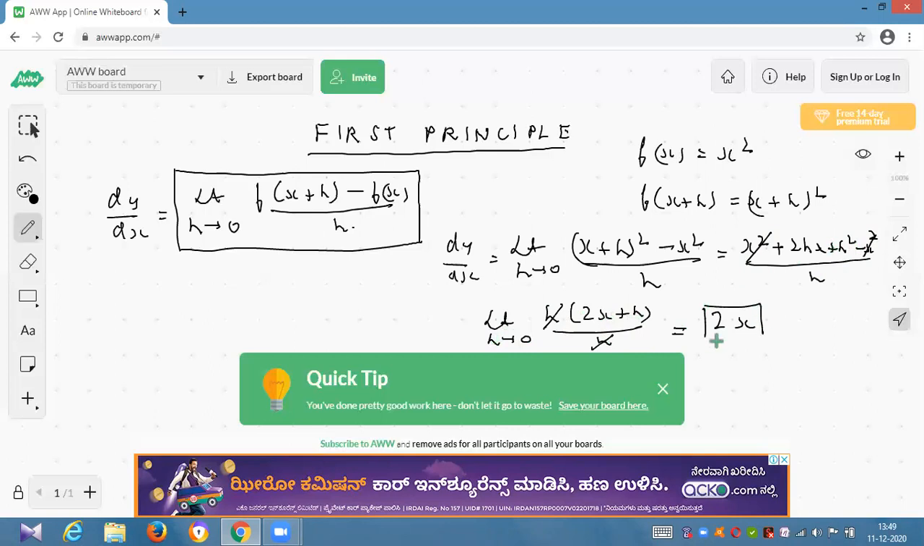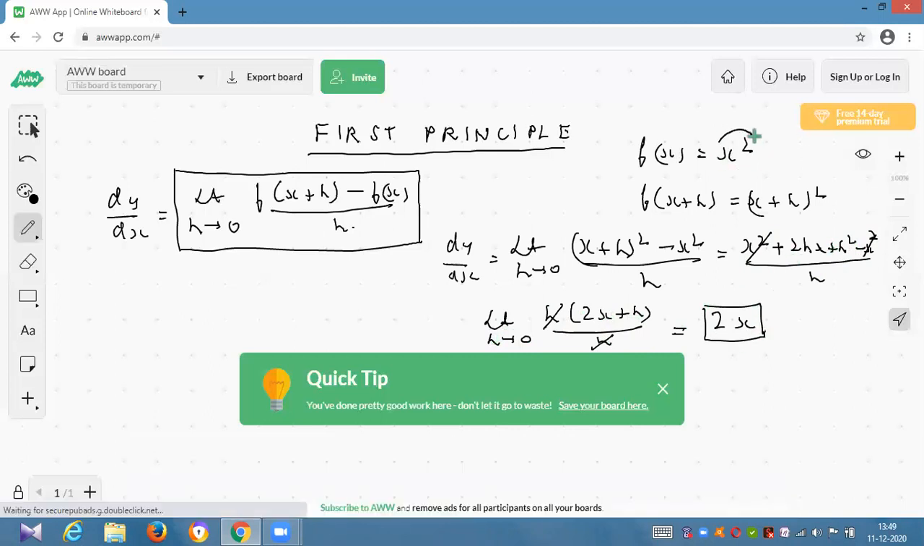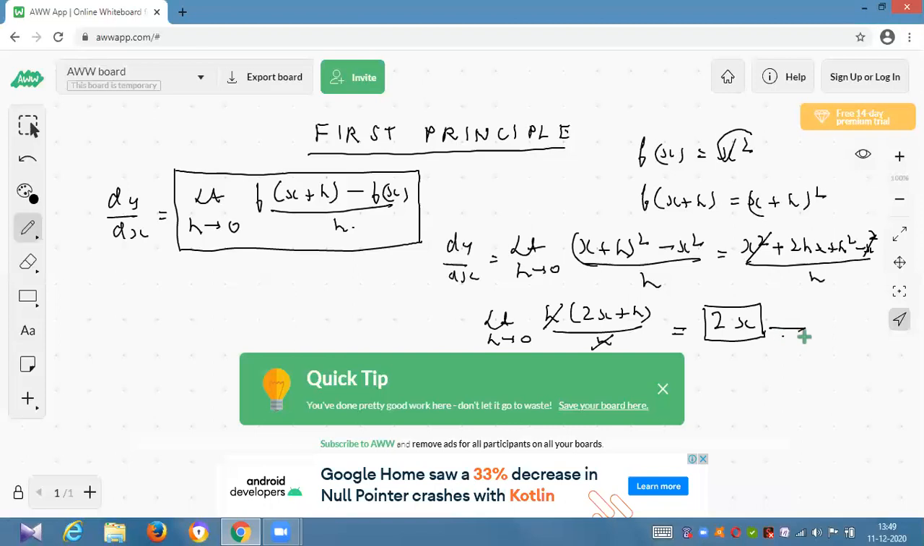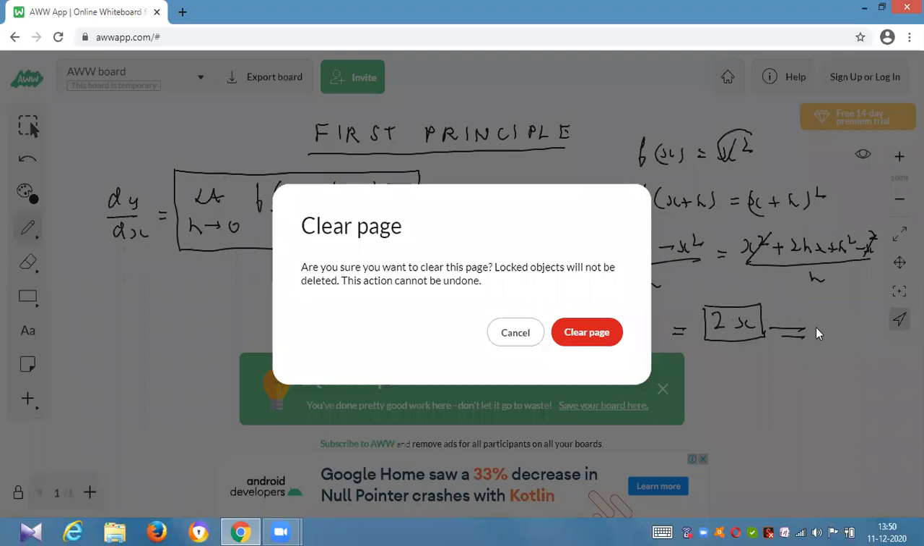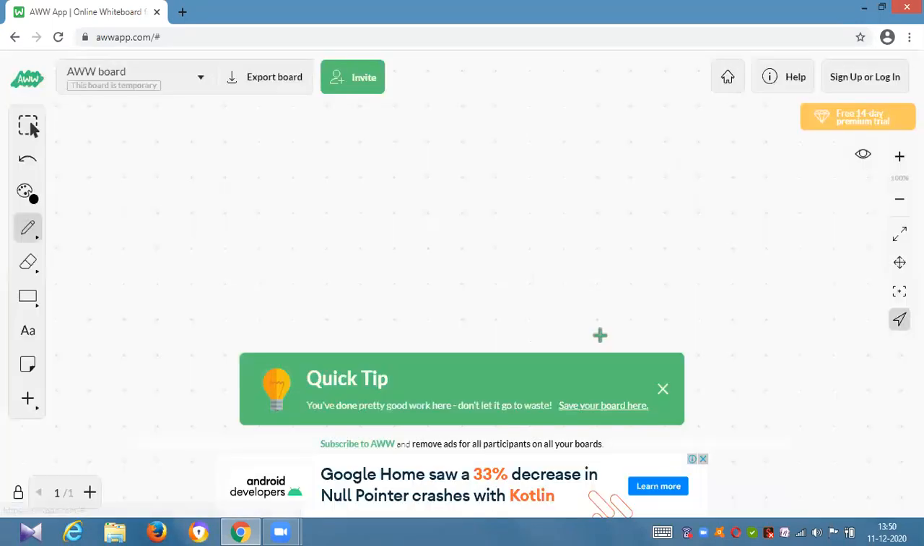So differentiation of the given function x square equals 2x. So this is the method, or this is the formula which we use once we are doing it by the first principle. The second part which we are going to learn in differentiation is very important and is called power rule.